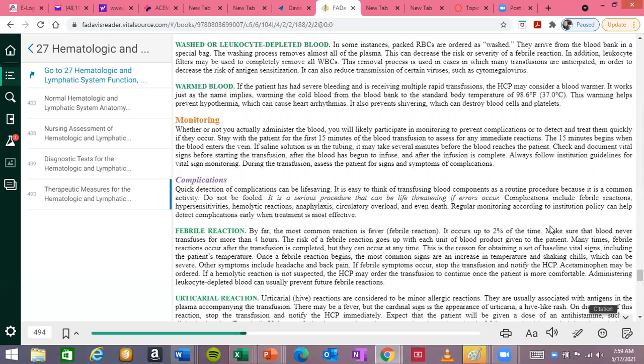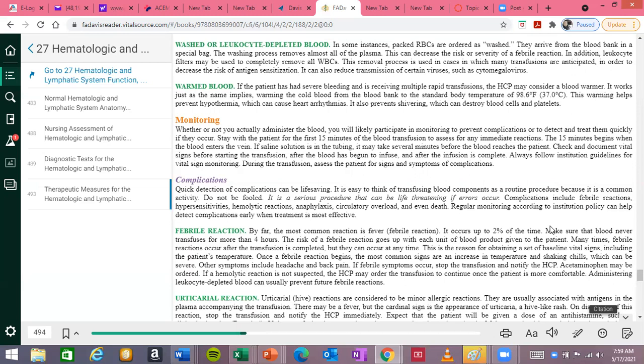And it talks about the complications. Do not be fooled. It is a serious procedure that can be life-threatening if errors occur. It talks about a febrile reaction, where some patients can develop a fever due to the transfusion. If the patient develops a fever, we like to give Tylenol or Motrin, but most of the time we would give Tylenol. It talks about patients getting hives. If a patient is getting hives, that makes me think they have an allergic reaction.